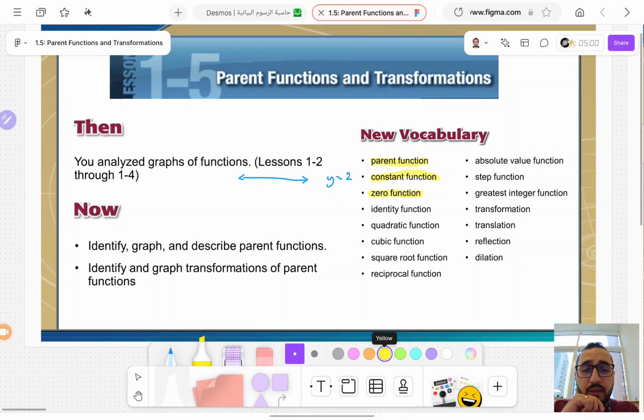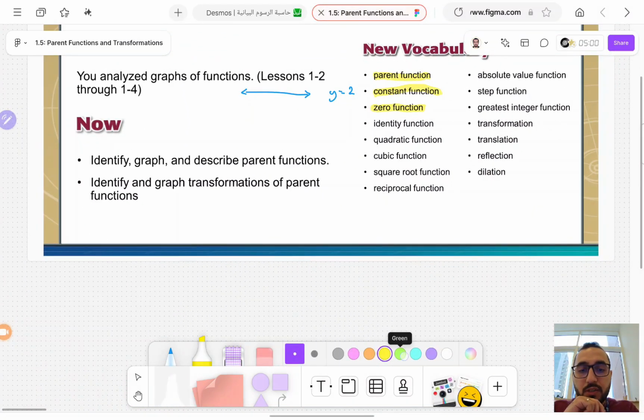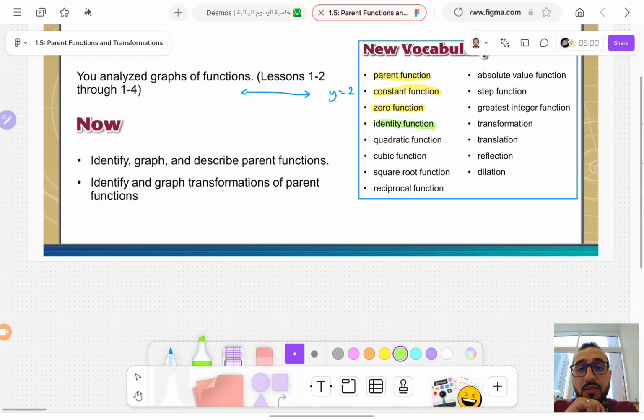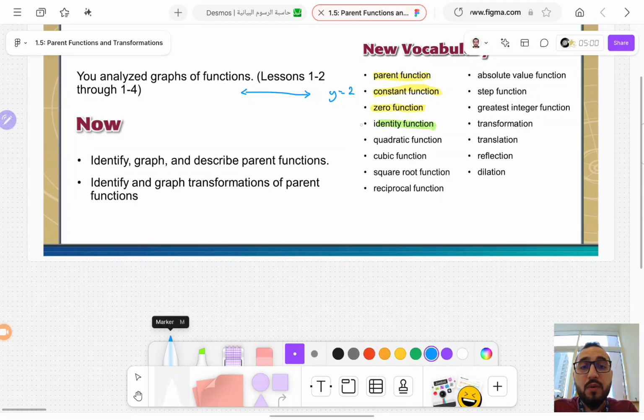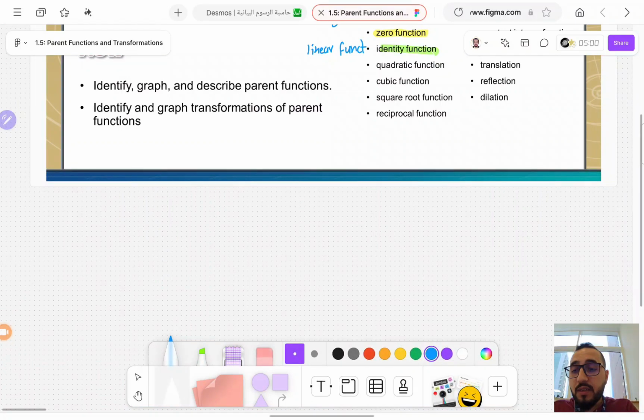But let's start now with the first one, which we call the identity function. What is the identity function? It's another name for the linear function. You know that the linear function is just a straight line. Let's summarize it here, or let's make a table for you.